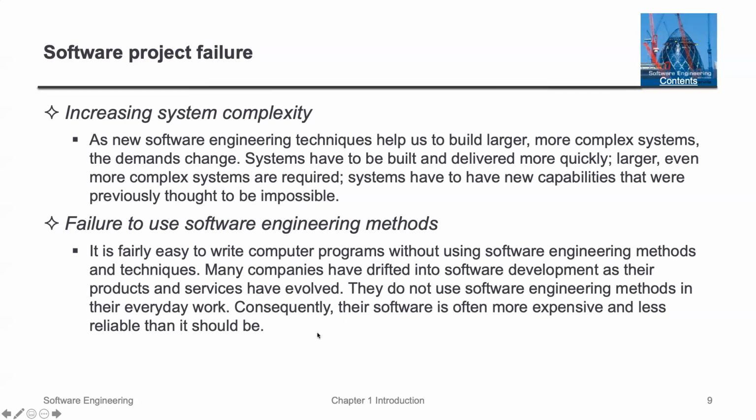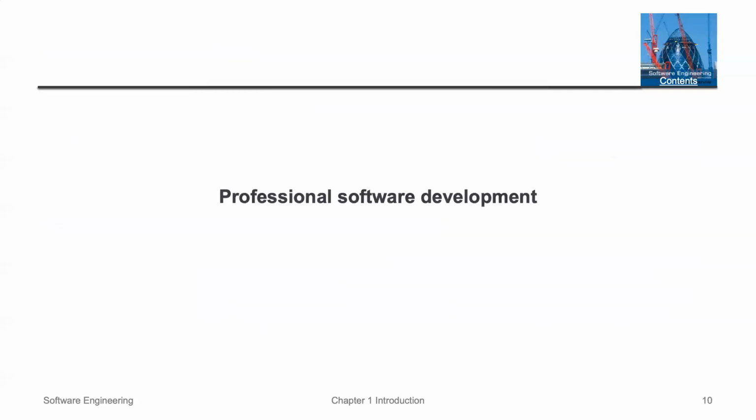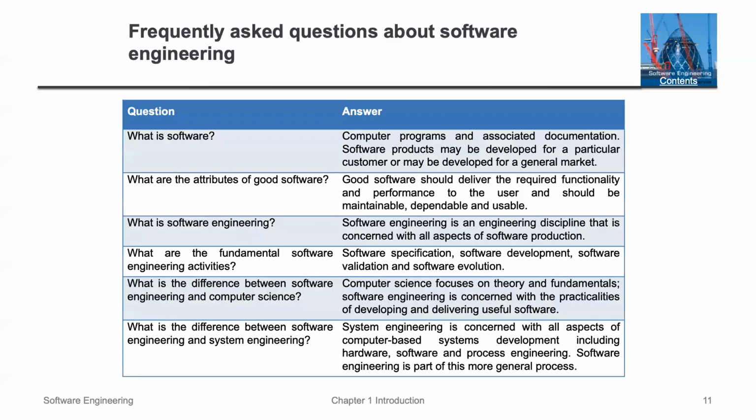It's not just writing software, it's writing good software, it's writing resilient software that is going to be fighting against this trend where you could have failures or issues. And so what does it mean to be doing professional software development? Here are some examples of frequently asked questions about software engineering. What is software? This is the computer programming and associated documentation that is part of that.